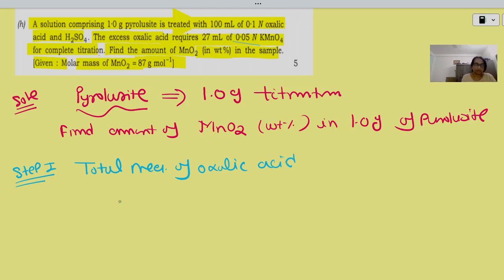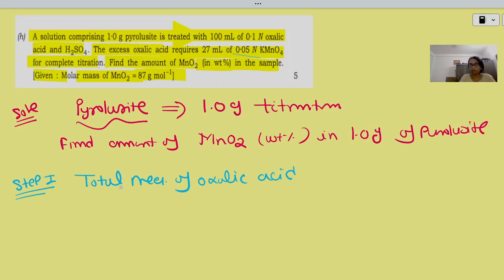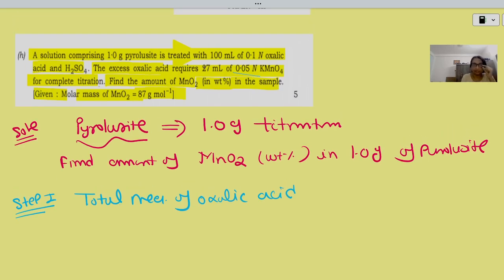For this calculation a formula is used, in which we use the total volume of the substance treated with the 100 ml of 0.1 N oxalic acid. So write oxalic acid 100 ml and calculate the molar equivalent. Volume into normality gives the molar equivalent, which will be 10 molar equivalent.